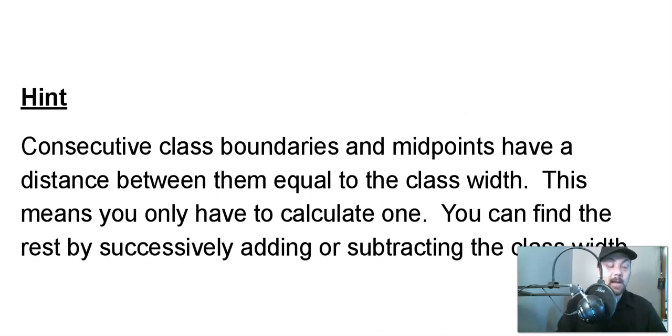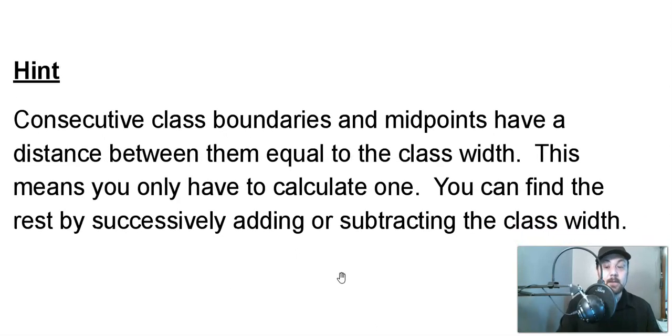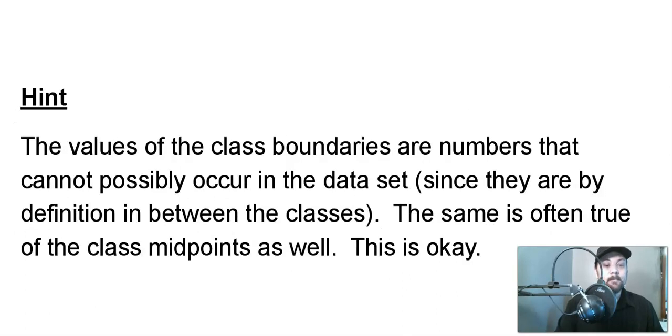We already talked about this, but I didn't know I had a slide for it. Consecutive class boundaries and midpoints have a distance between them equal to the class width. We already talked about that and used that fact to help us get our answers. This means you only have to calculate one. You can find the rest by successively adding or subtracting the class width, depending on which direction you need to go in. All right. The values of the class boundaries are numbers that cannot possibly occur in the data set.